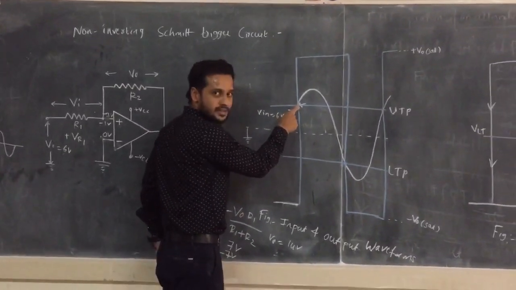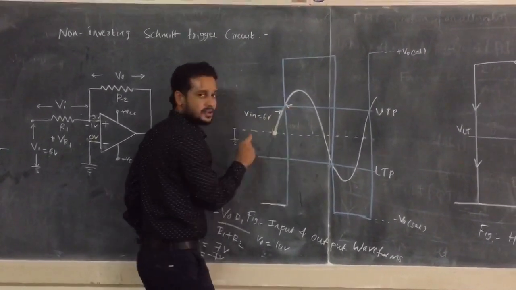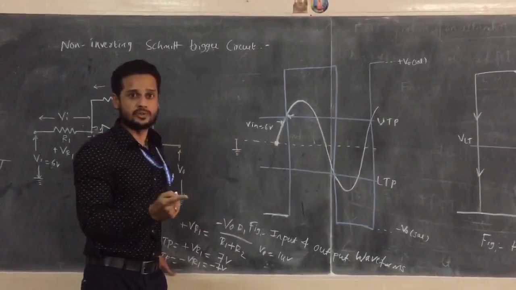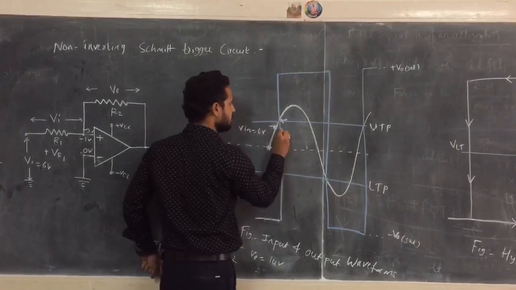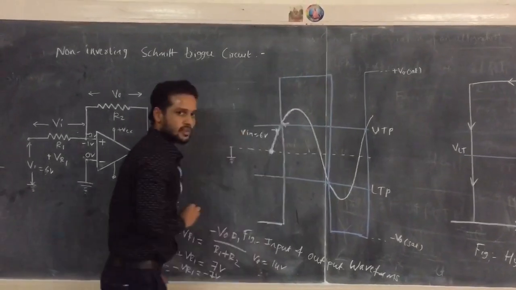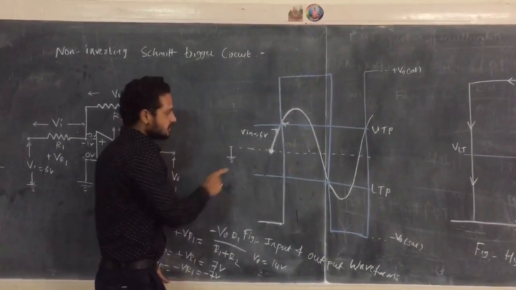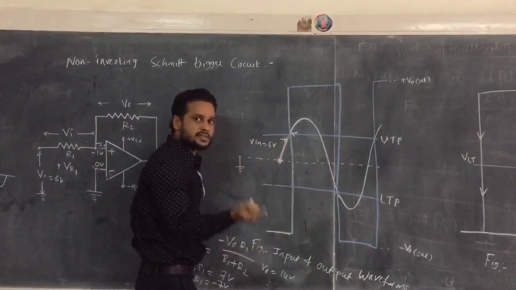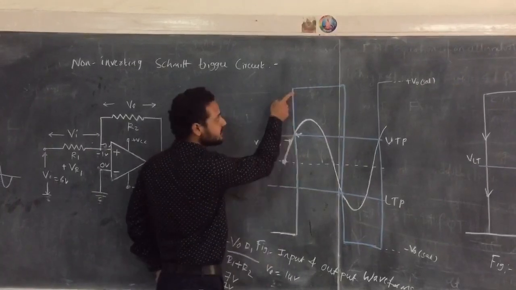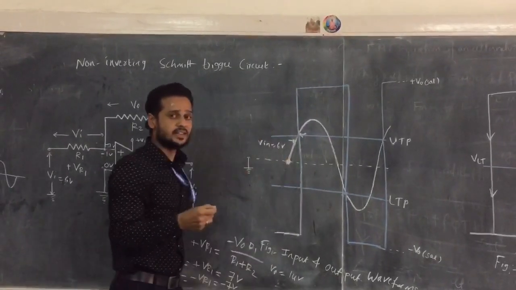So in that case, what does triggering mean? The output has to change its position. Immediately the output switches from minus V0 saturation to plus V0 saturation. Now the question is: when the input just crosses this upper triggering point, what makes the output switch to plus V0 saturation? What is the exact reason behind that?